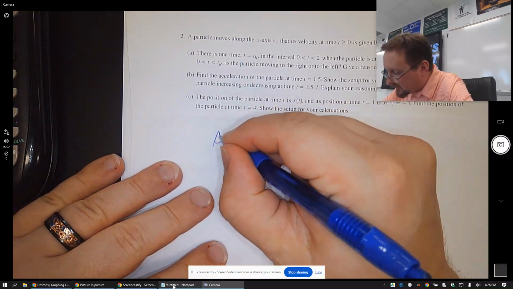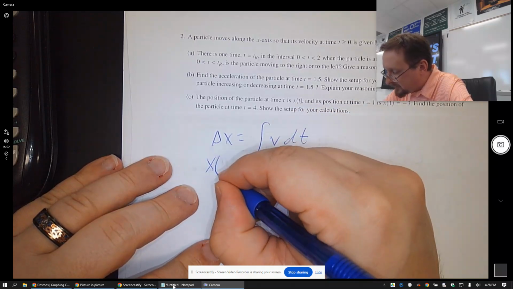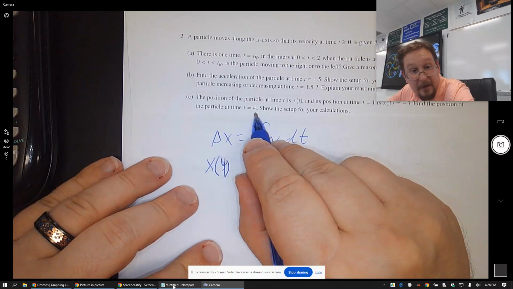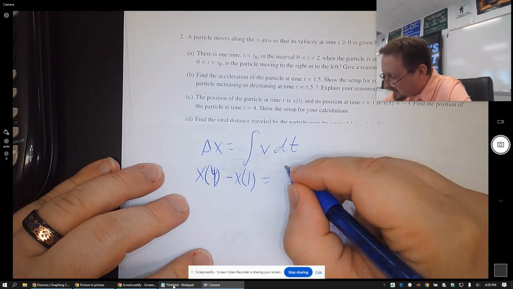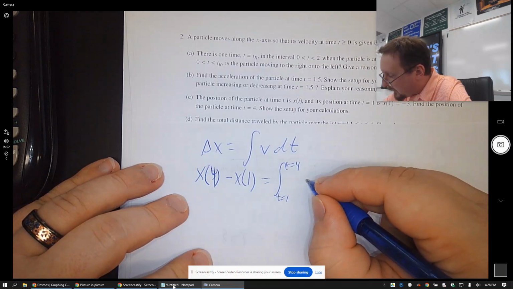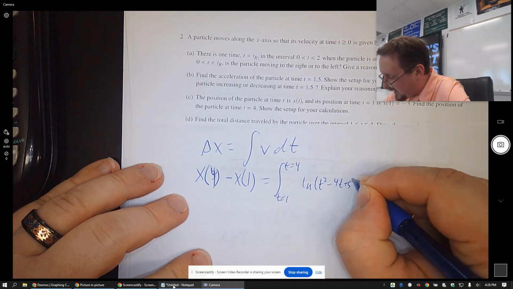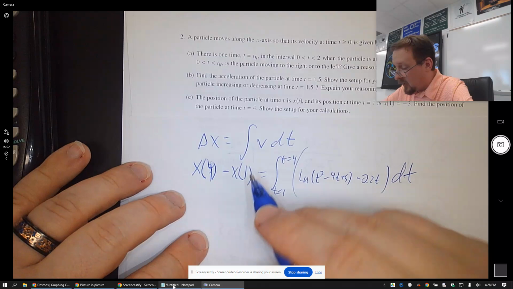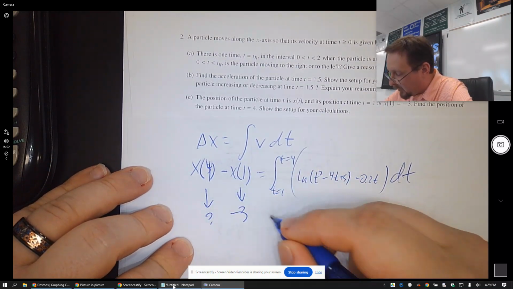Okay, so I know that delta position is the integral of velocity dt. So the position at time equals 4 minus the position at time equals 1 is going to be the integral from time equals 1 to time equals 4 of velocity, natural log of t squared minus 4t plus 5 minus 0.2t dt. Okay, so they told me this is -3. This is what I want to know.